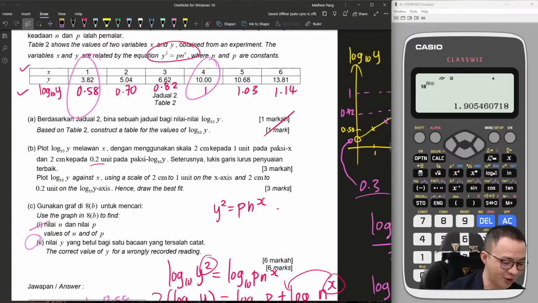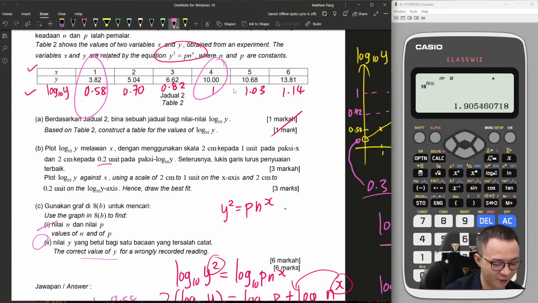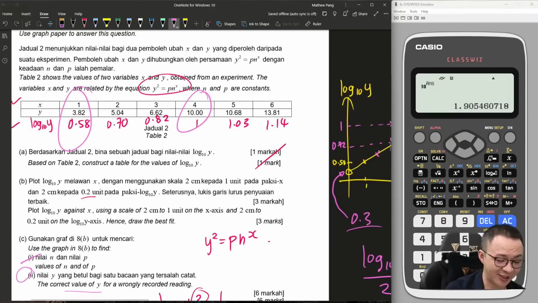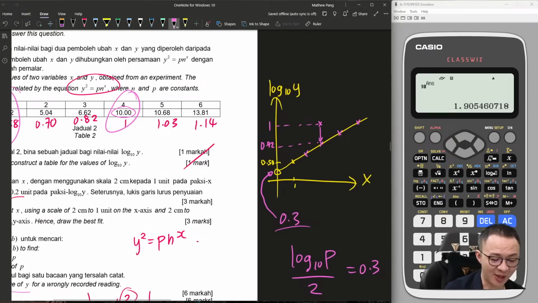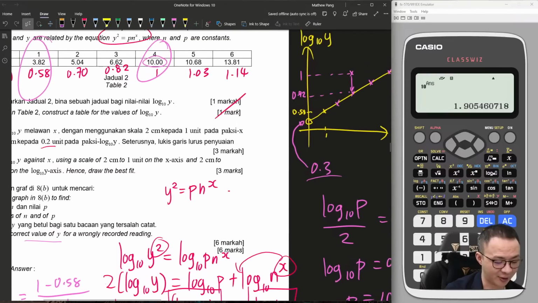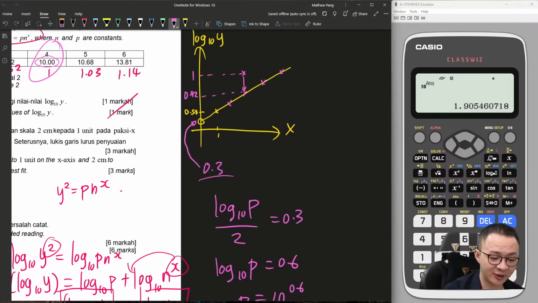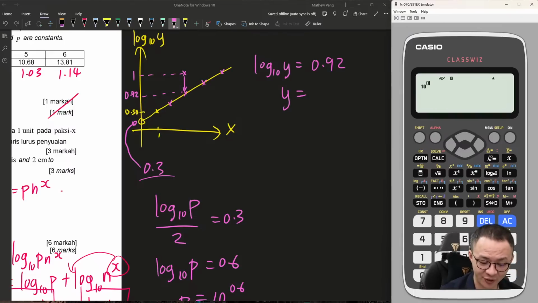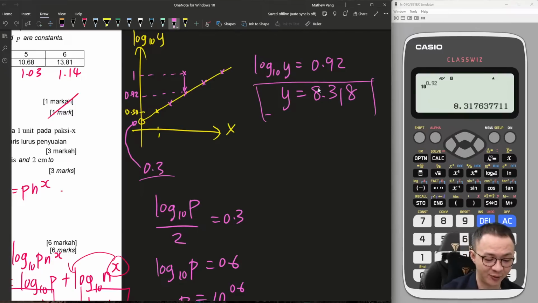But the question is not asking about log 10 y, it asks to correct the value of y, because your y value actually is 10 to the power. Do you see that? So if I want the correct y value, log 10 y is equal to 0.92. So my y value should be 10 power of 0.92, so it's 8.318. So this is the correct y value.